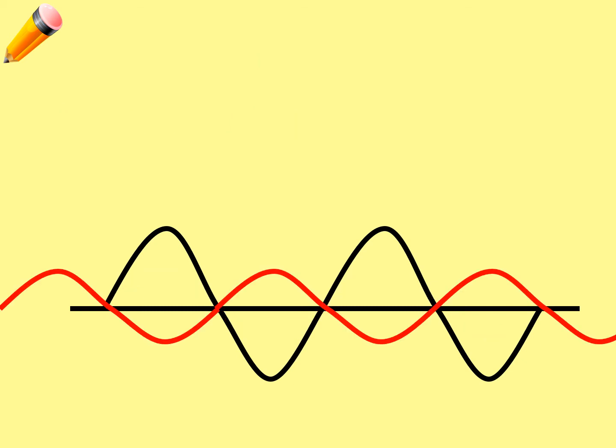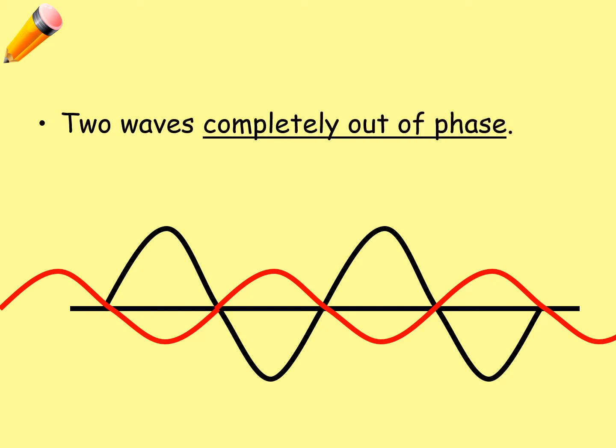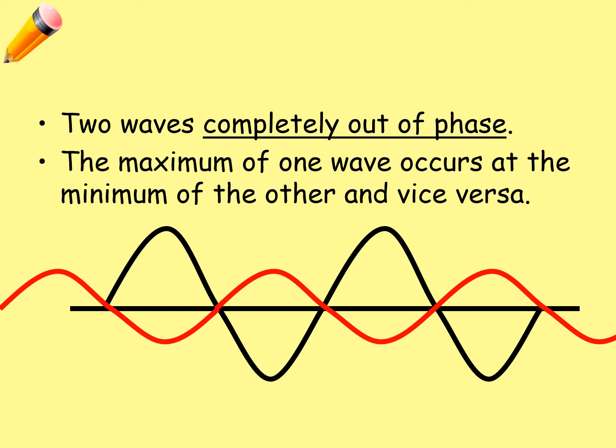Here, we have two waves completely out of phase. The maximum points of one wave occur at the minimum points of the other wave, and vice versa.